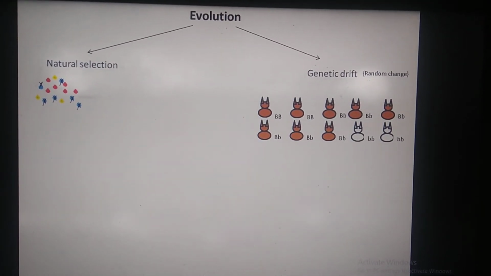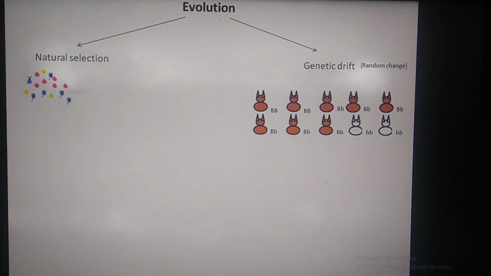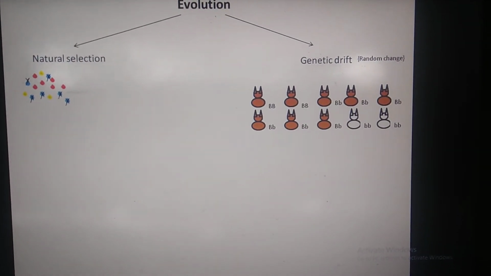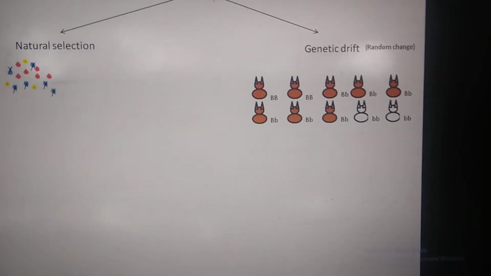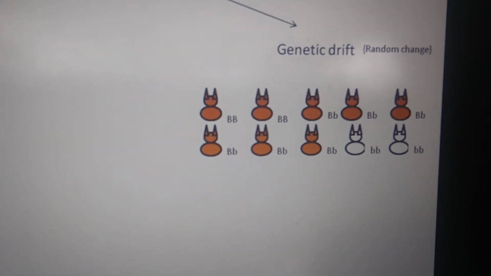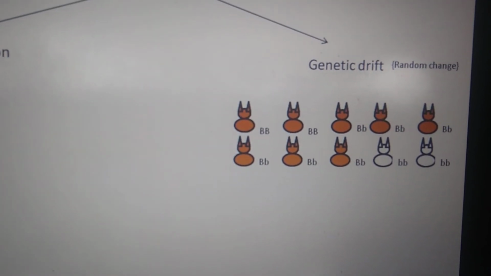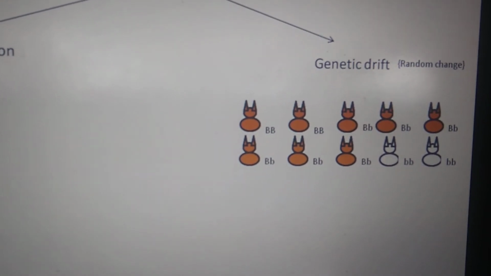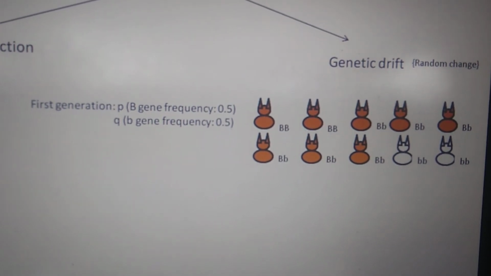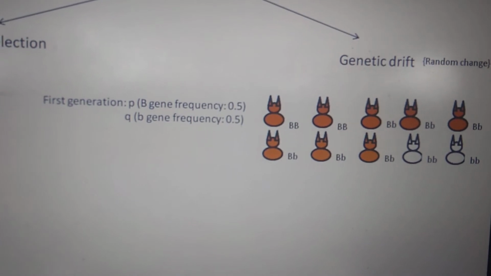These are 10 rabbits. Phenotypically, there are two types. 8 of the 10 rabbits are brown and 2 are white, right? But genotypically, they are different. Suppose there are two genes that govern the color of the rabbit body. One is capital B, that is the dominant allele, and another is the small b, that is the recessive allele.